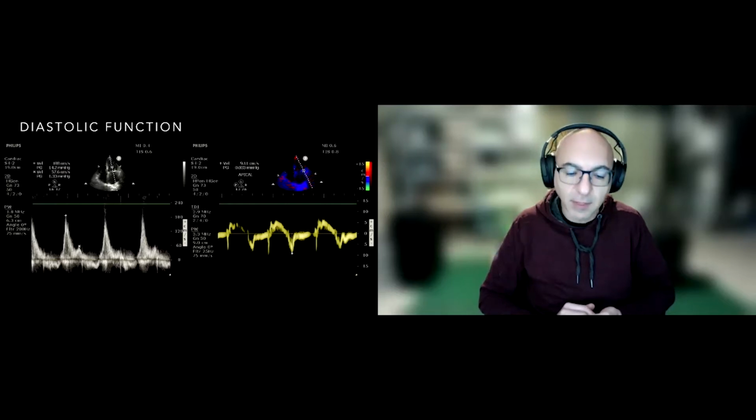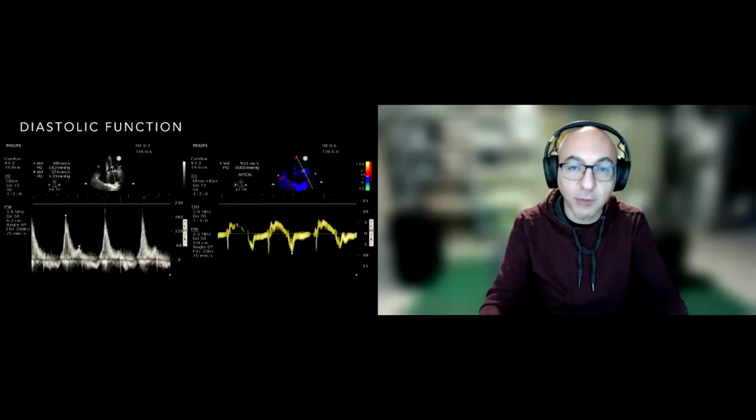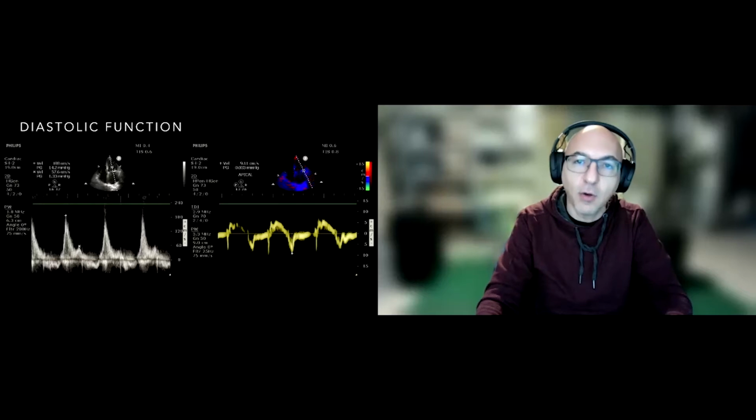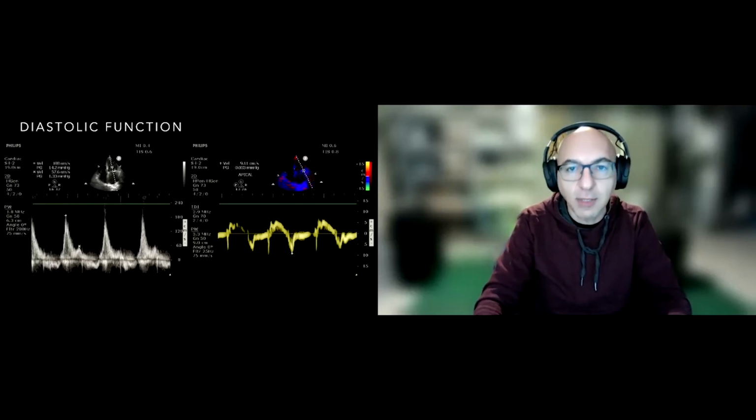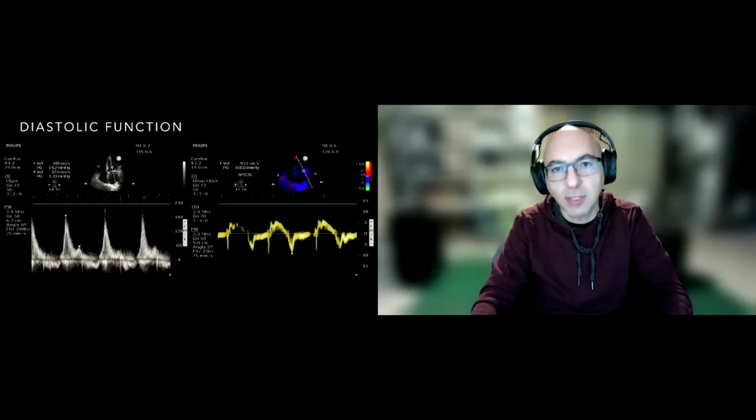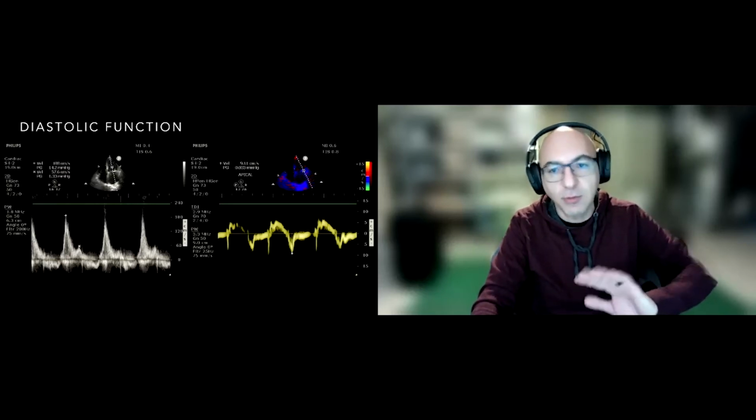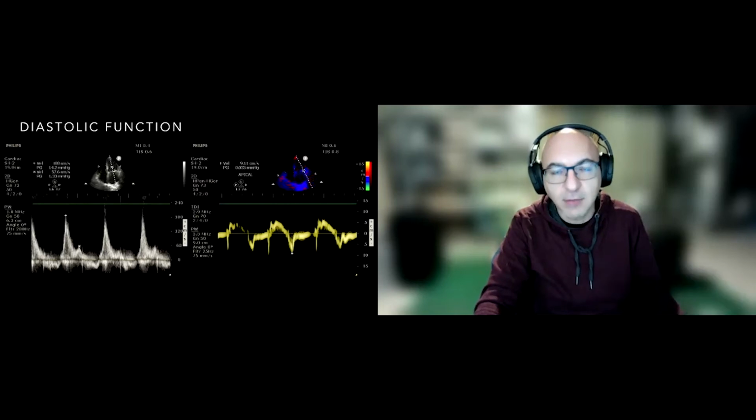Once you do the E over E prime, if the ratio is more than 14, that predicts a wedge pressure of more than 20. So that will be the go-to measurement if your E over A, which is the early filling of the LV to the atrial kick, is in the normal range. If the E to A is more than 2, you can stop. You know the left atrial pressure is high. You know this is someone who needs to be diuresed, and you're going to do it.